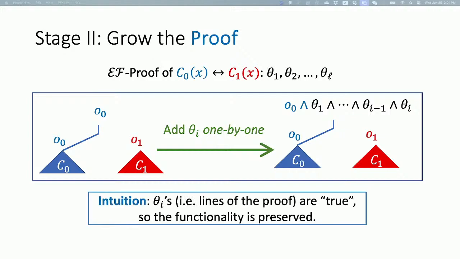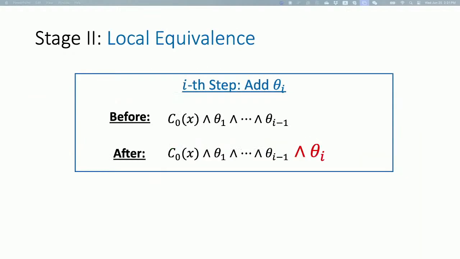And the intuition is that adding these lines doesn't change the functionality of the circuit, because when you evaluate this theta i, you will get 1, because all of the lines are supposed to be true. So that doesn't change the functionality of the entire circuit. But the point is, we need to argue this functionality equivalence in a local way. So we're going to argue the local equivalence of this local change.